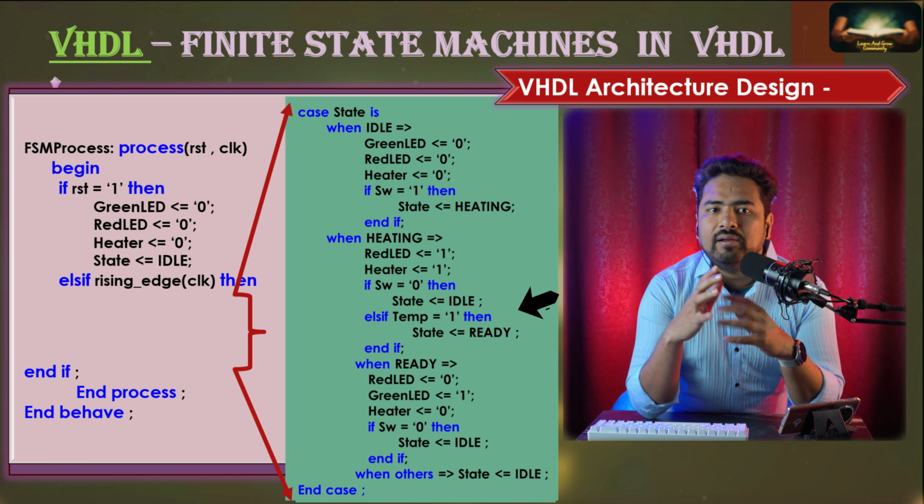Now finally, terminate the process block and the architecture section of our VHDL code. And that's it. Your design is complete with a finite state machine system. Now it's time for some tips and a quick recap.